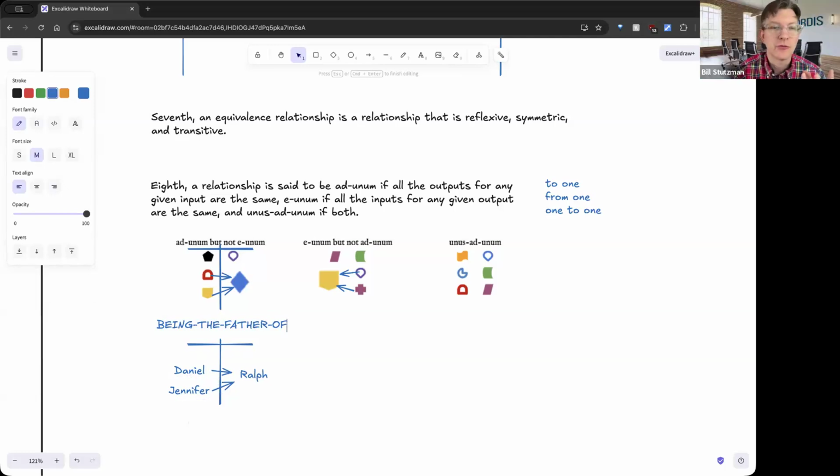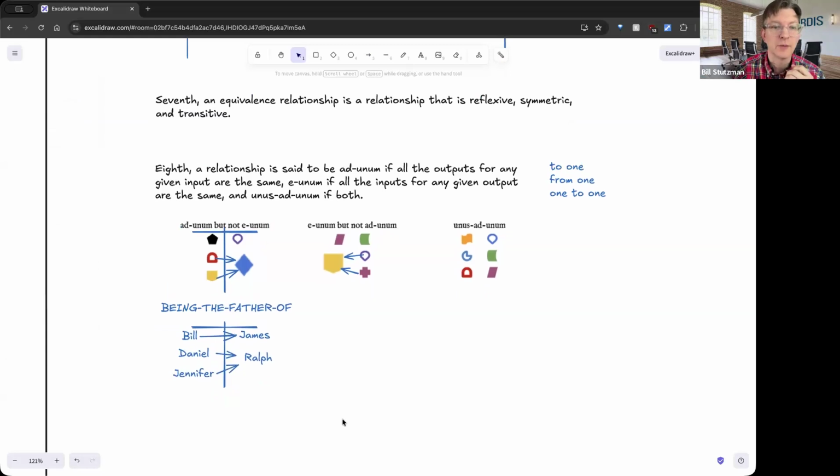So to match this chart visually, you could add Bill and James, there we go. And Bill only corresponds with James, like the graphic above. So Daniel and Jennifer relate to Ralph. In this case, Bill would be an only child. Yes, if this were all of it. But I could put Tamara, and that would be just like yours, Daniel. Yeah, right. So if Bill were the only child, it would look like this. James is the father of Bill. Ralph is the father of Daniel. Ralph's the father of Jennifer. That's an ad unum relationship.